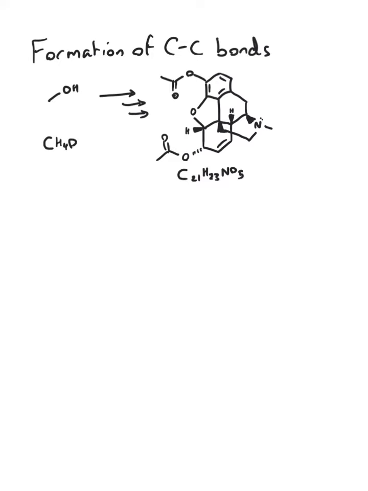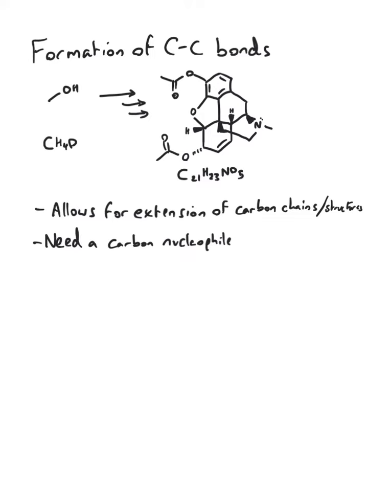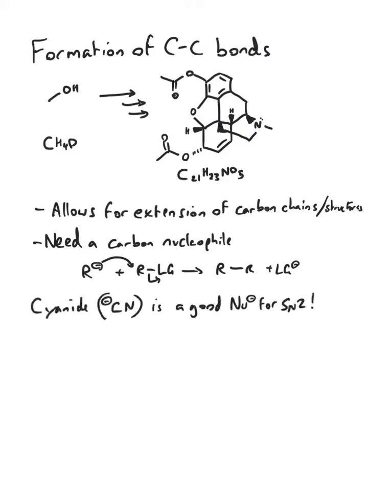So the whole purpose of making carbon-carbon bonds is that it allows us to extend the carbon chains and make bigger molecules. Well, if we're doing substitution reactions, what do we need? We need carbon nucleophiles, so that a carbon anion will attack the electrophile, kicking out a leaving group to form a carbon-carbon bond. The most common carbon nucleophile is cyanide, which we've encountered many times.